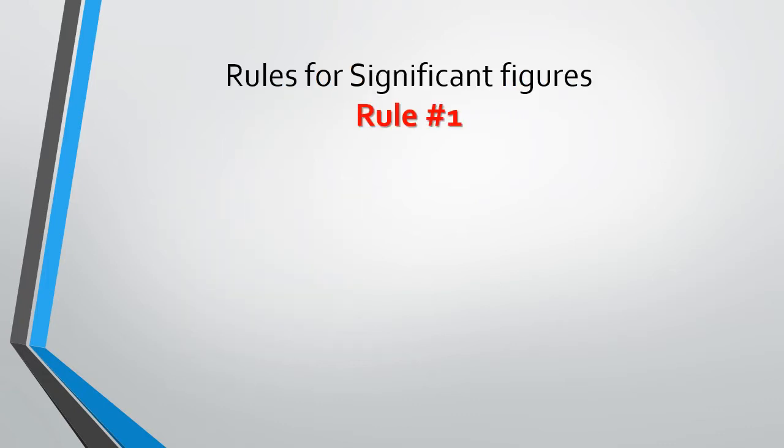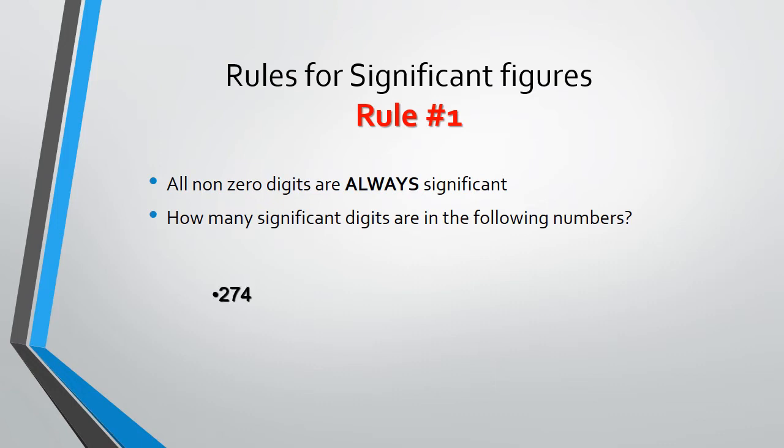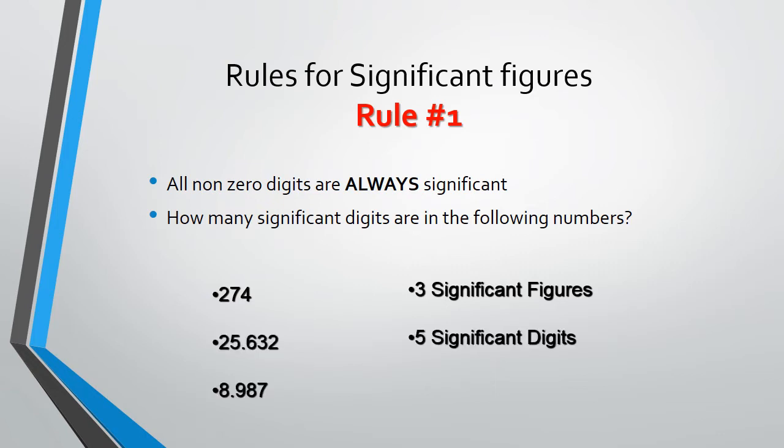Rule number 1, very simple and straightforward. All non-zero figures or digits are significant figures. There is no need to have any doubt. If it's non-zero, it is a significant figure. For example, how many significant figures do we have here? 3. How many do we have here? Obviously 5. And yes, you guessed correctly, 4 significant figures.